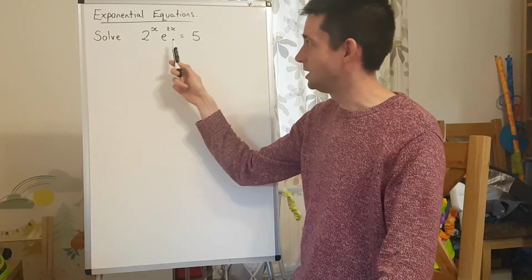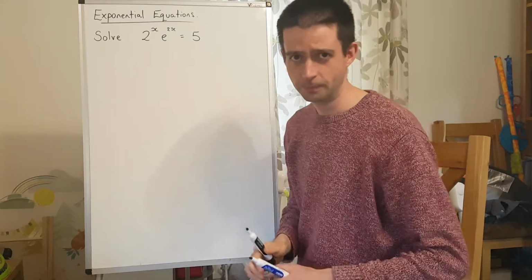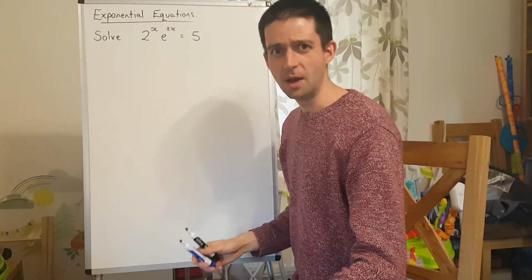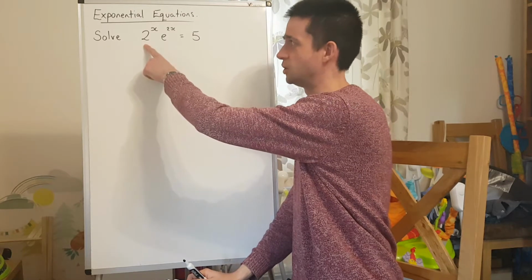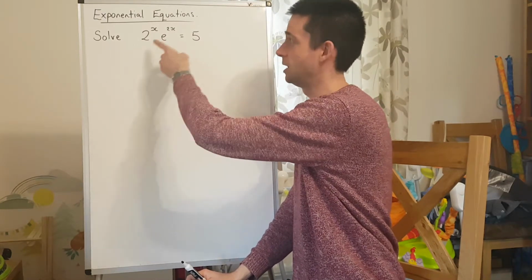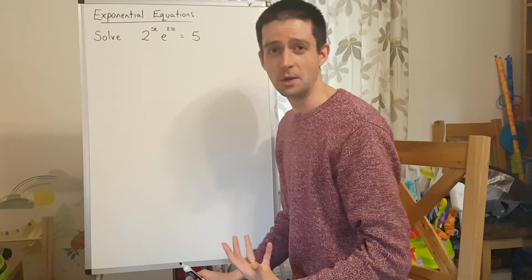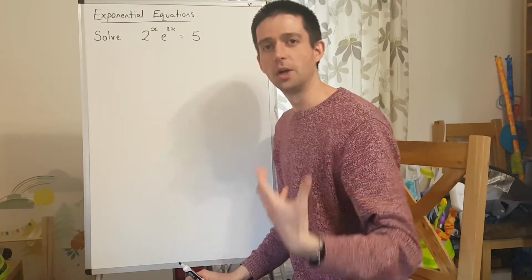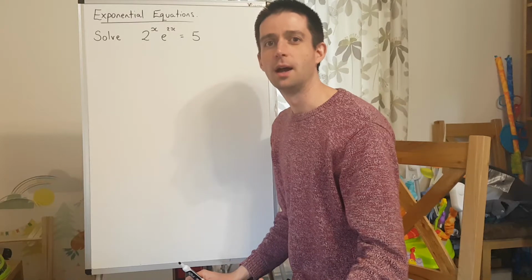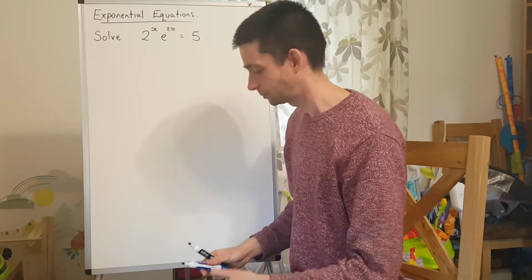2 to the x, e to the power of 2x equals 5. So just thinking clearly about what this means, it means 2 to the power of x times by e to the power of 2x equals 5. We're trying to find the value of x that makes that true. We're going to try and find the exact value of x that makes that true.